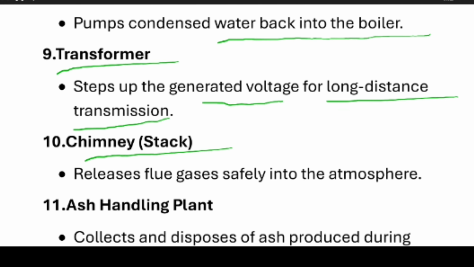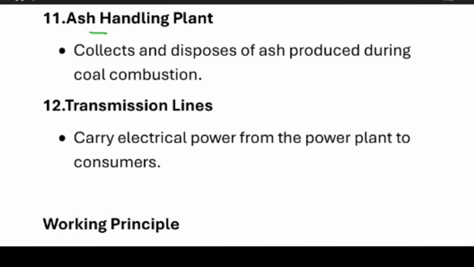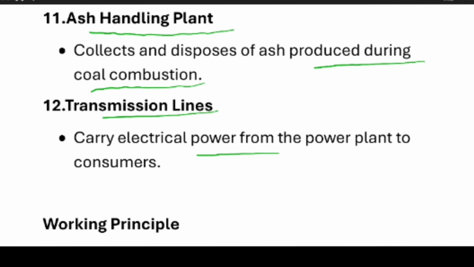Next is the chimney or stack. Whatever waste flue gas is released, it reaches the atmosphere safely. Next is the ash handling plant. It handles the collection and disposal of ashes produced during coal combustion. Next is the transmission line, carrying electrical power from the power plant to consumers.